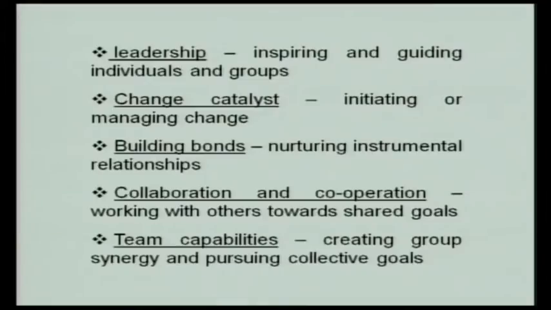This includes also leadership, inspiring and guiding individuals and groups, change catalyst, that is initiating or managing change, building bonds, which is nurturing instrumental relationships, collaboration and cooperation, which is working with others towards shared goals, and team capabilities, team spirit, integral part of this means creating group synergy and pursuing collective goals.